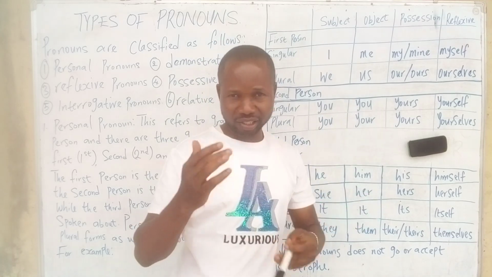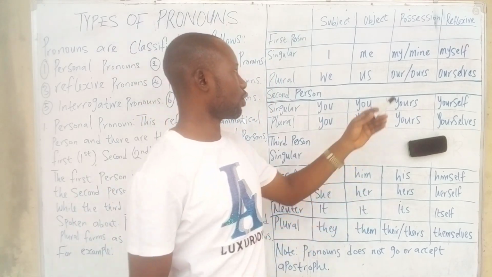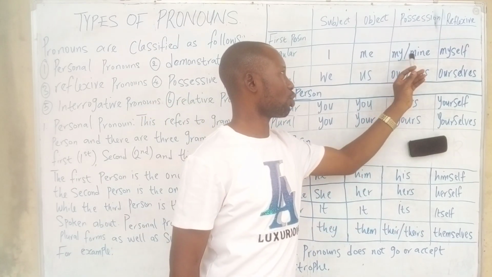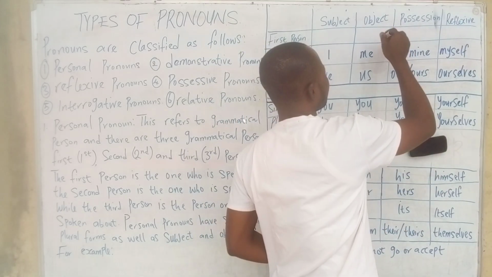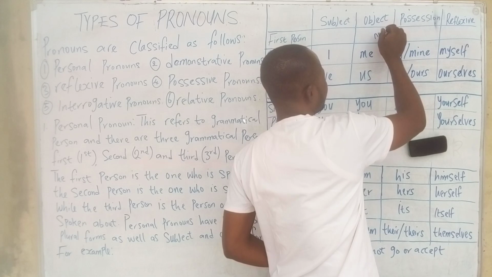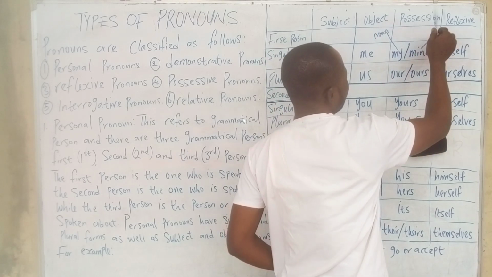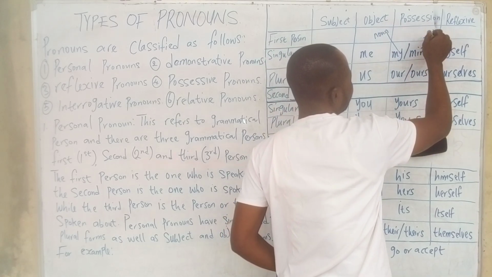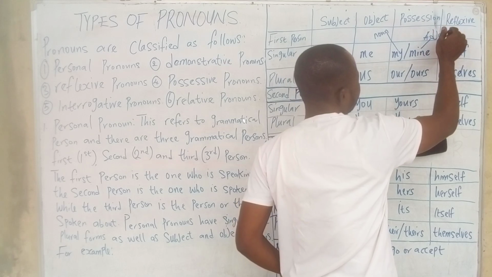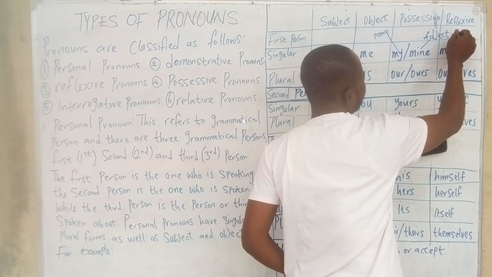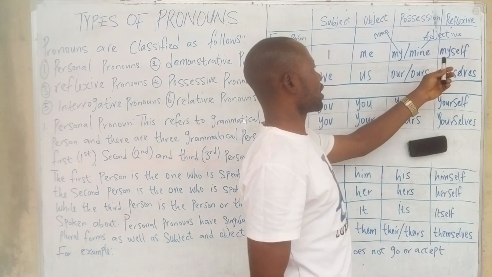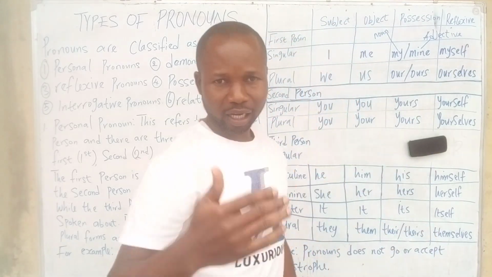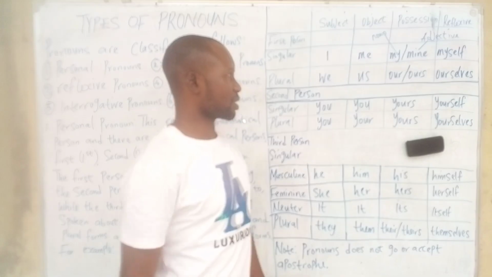In subsequent teaching, I'm going to explain. Don't forget, this is a noun, while this one is what? Adjective. So don't forget. Now, the last one, the reflexive: myself. Maybe I bought clothes for myself.